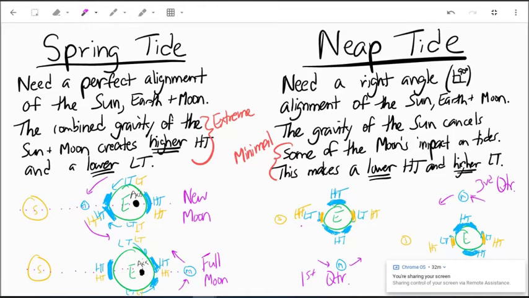Because this is probably the harder part of tides, understanding spring and neap. It's going to be on your unit tests in about a week and a half. It's going to come up again. This alignment, know the alignments for your weekly quiz. All right. So I just want to make sure you're prepared.